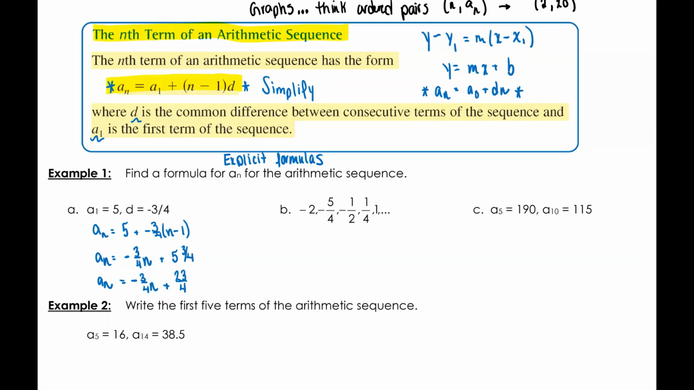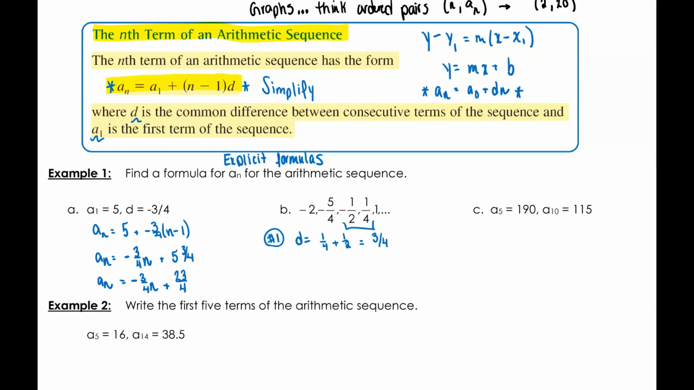Okay, looking at example B, notice that they're giving us the sequence written out. So here we need to first find the d value. So take two subsequent terms, whatever ones you want, and then find the common difference. So we do 1/4 minus the negative 1/2. And that's going to give us 3/4 for the common difference.